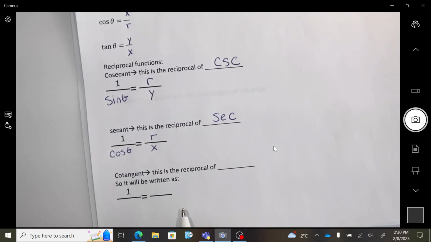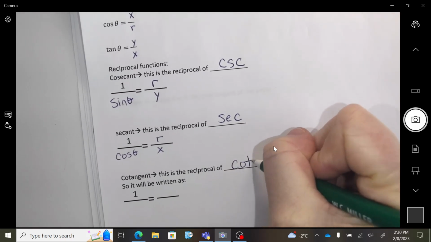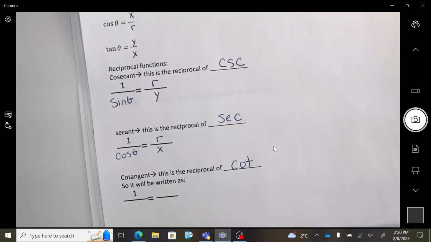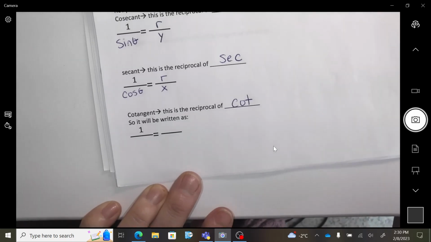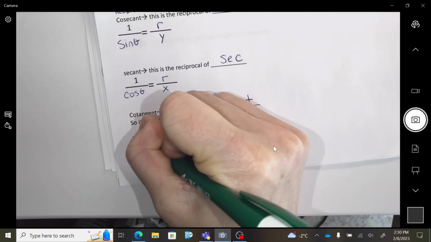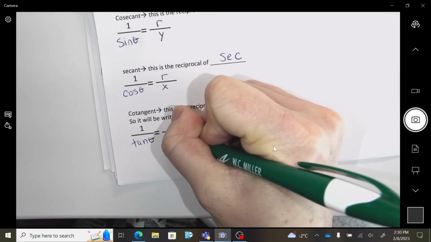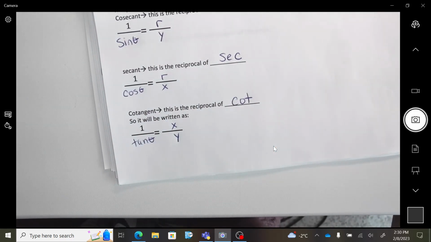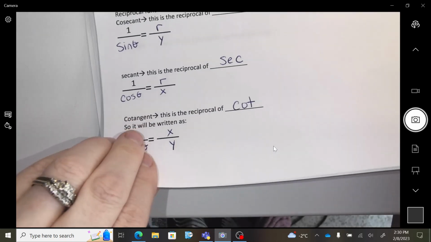And the last one is called cotangent. So COT is the abbreviation. And guess what? This one makes sense. Cotangent is the flip of tangent. Told you. Okay, so you have to draw Y again. When you make the connection, the words C and S, flip them around.